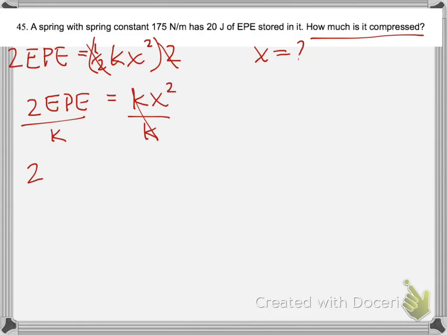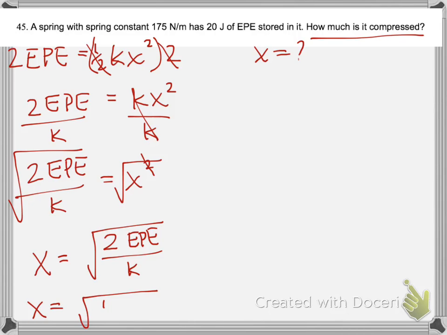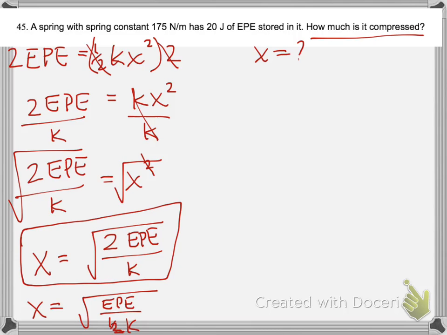And then we can divide by k. And then we will have 2 times our elastic potential energy divided by k equal to x squared. And last, we will square root both sides to get x by itself. So we will end up with x equals the square root of 2 times our elastic potential energy divided by k. Remember that there's also the other version of this equation, which would be x equals the square root of elastic potential energy divided by half k. And either equation is acceptable. However, the equation that I solved for first is the proper mathematical way to do it.